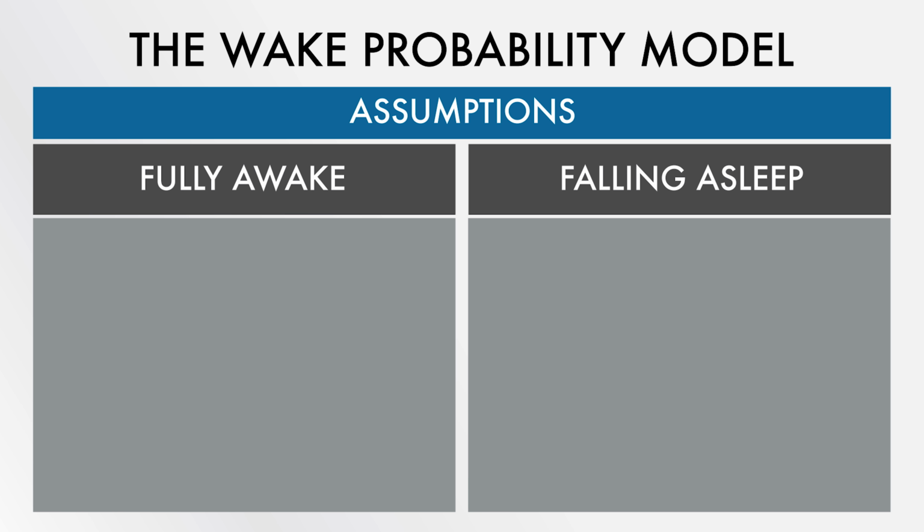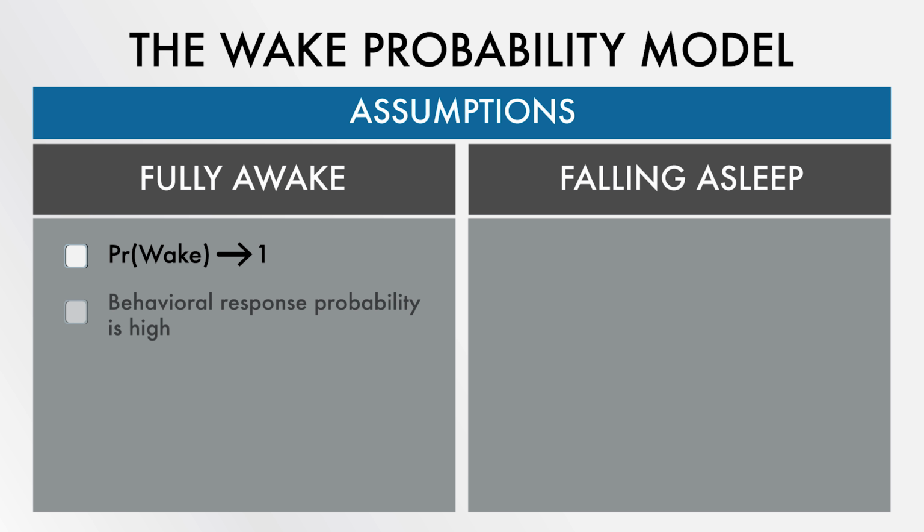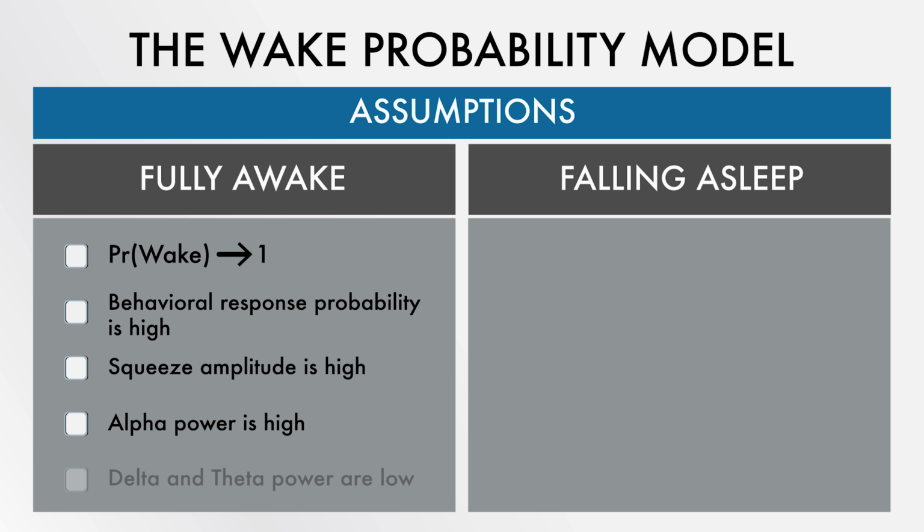When the subject is fully awake, the wake probability is very close to 1, the behavioral response probability is high, the squeeze amplitude is high, near maximal strength, and since we've asked the subjects to keep their eyes closed from the onset of the experiment, the alpha power will be high and the delta and theta power will be low. As the subject falls asleep, the model assumes we will observe the opposite effects.